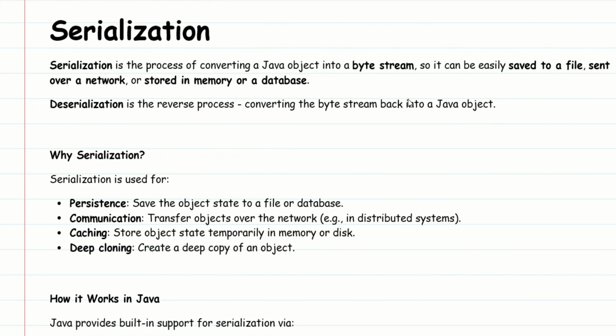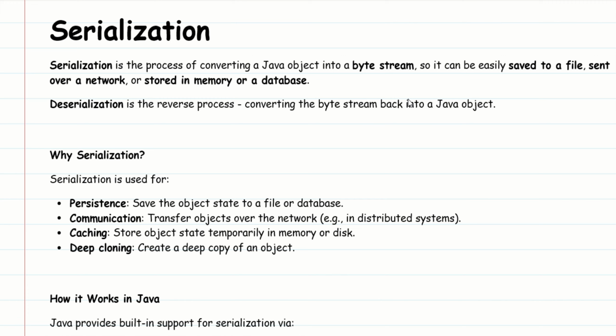Serialization in Java is the process of converting a Java object into a byte stream, so it can be easily saved to a file, sent over a network, or stored in memory or a database. Deserialization is the reverse process: converting the byte stream back into a Java object.